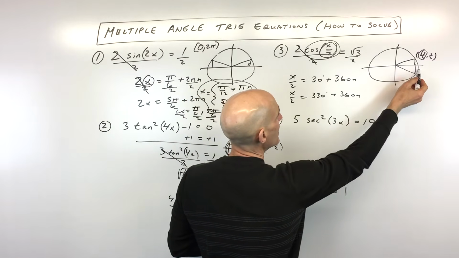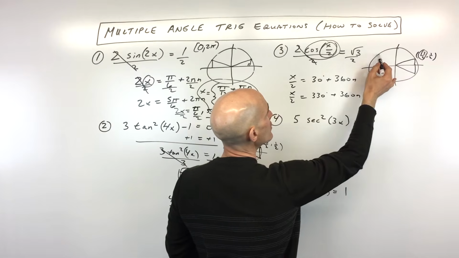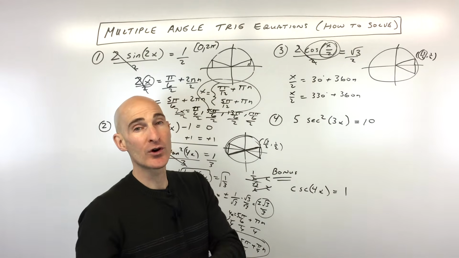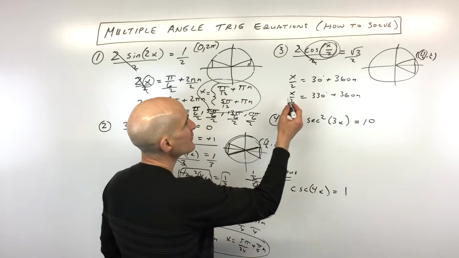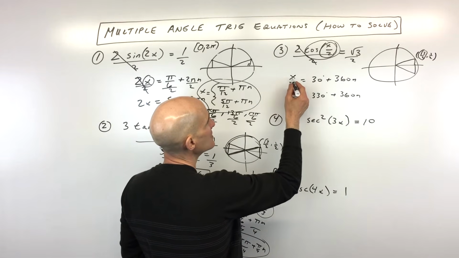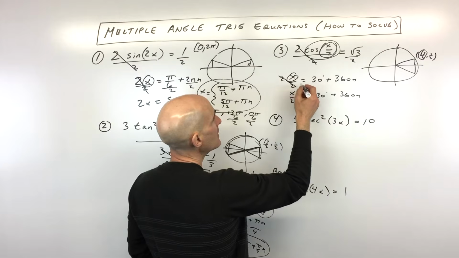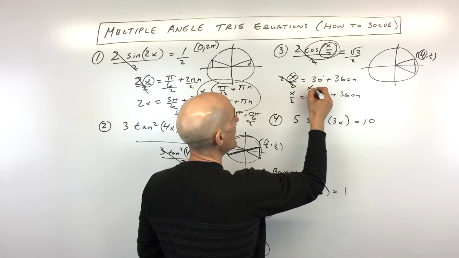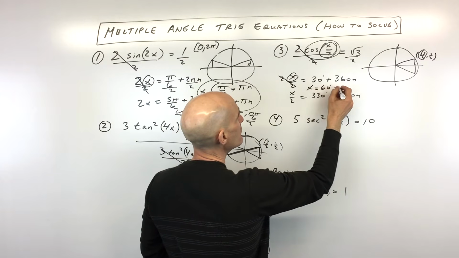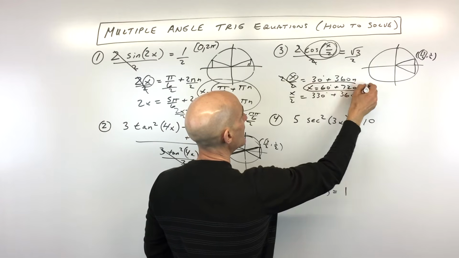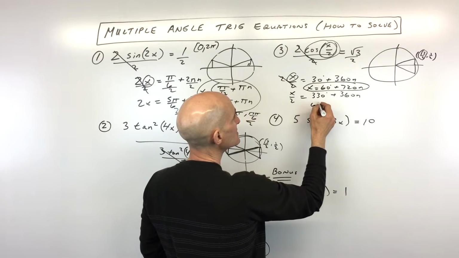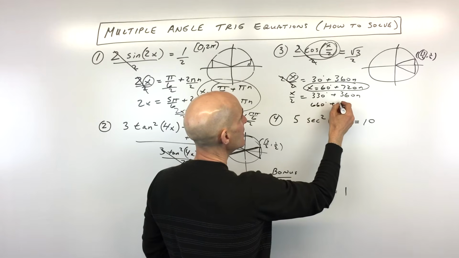Now notice I'm not adding 180 degrees because that would put us over here and there's not a corresponding point where cosine equals square root 3 over 2. But now let's take it one step further. Let's multiply both sides by 2 to get x by itself. Okay, so if we do that, we're going to get x equals 60 degrees plus 720n. And if we multiply this side by 2, we're going to get 660 degrees plus 720n.